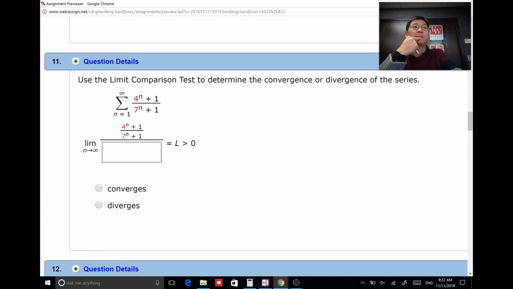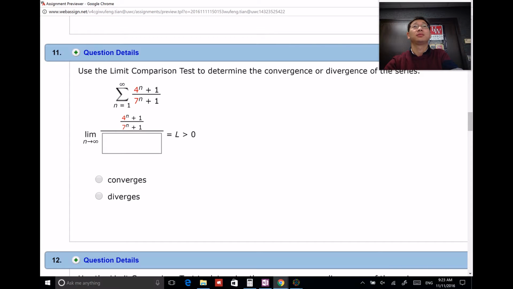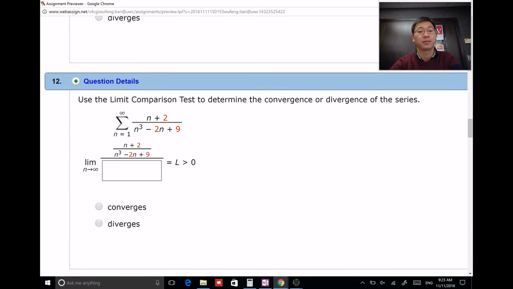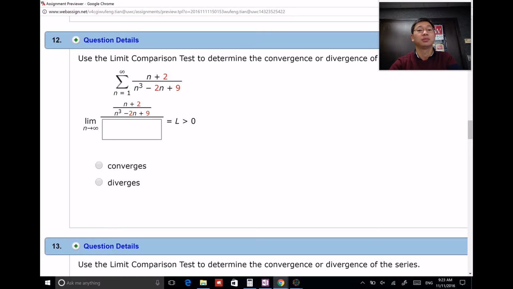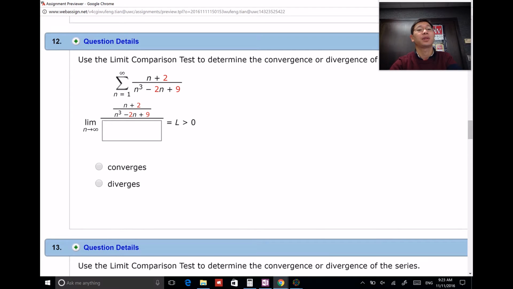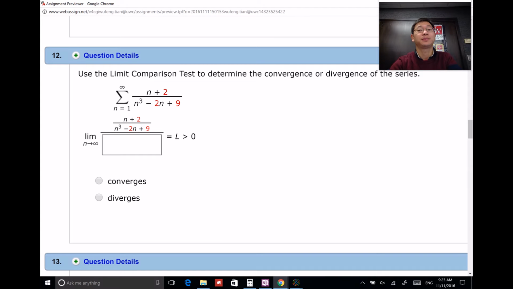That one will converge because you can compare it to 4 to the n over 7 to the n. Okay, 4 to the n over 7 to the n is what series? Is that geometric? Yeah, geometric series. 4 over 7 is a geometric series, and the ratio is less than 1, so it converges. Alright, so next one is a limit comparison test. I'm going to call the next one. Lacey, could you please tell me if this one converges or diverges?